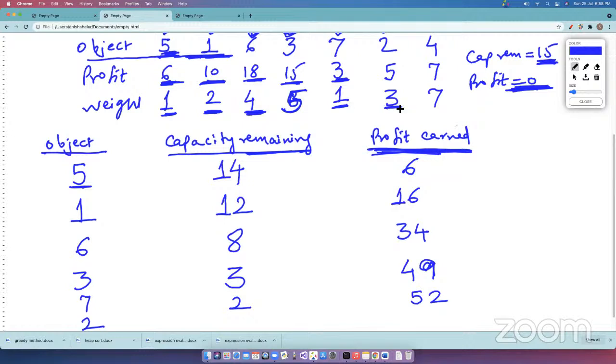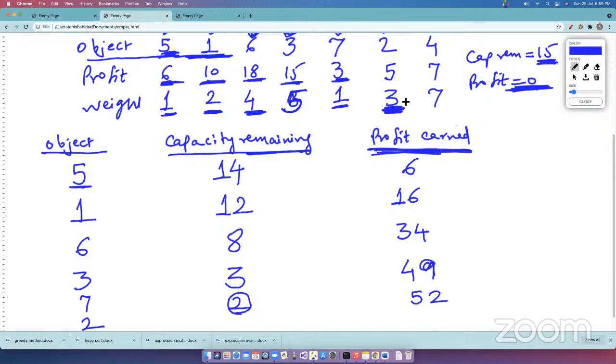Because the weight of this second object is 3 kg, and the capacity remaining, you observe, is 2 kg. You can add only 2 kgs in this knapsack now. Not more than 2 kg, because then the knapsack will break. But the weight of this object is 3 kg. You can't add it. I hope you're understanding. So what do you do then?